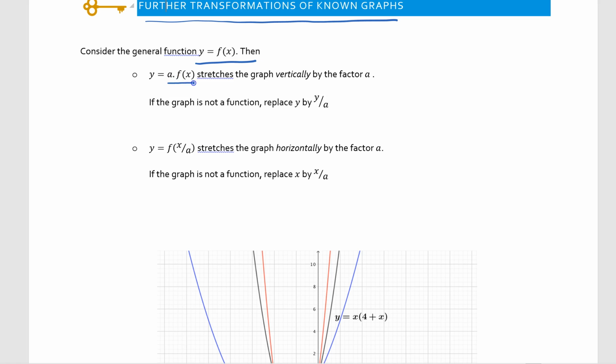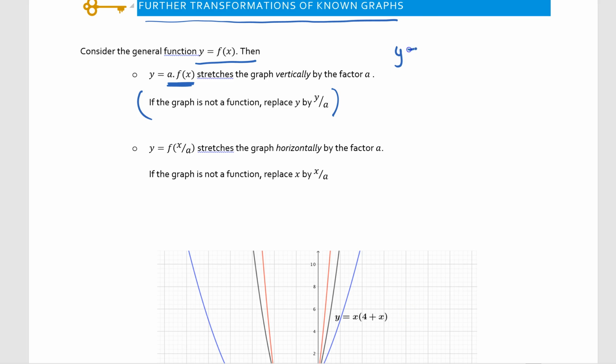Then if we multiply that function by a constant, what we do is stretch the graph vertically by a factor of a. This little bit down here, probably don't need to worry about too much. It's really more for extension 2. So we'll just stick with this. We stretch the graph vertically by a factor of a. Now, we'll just look at some simple examples. There's a more complex one down below.